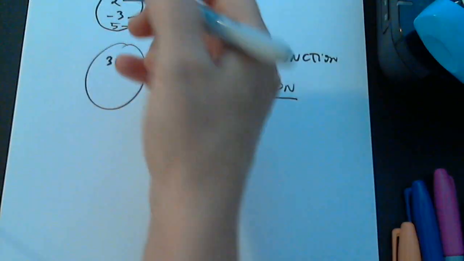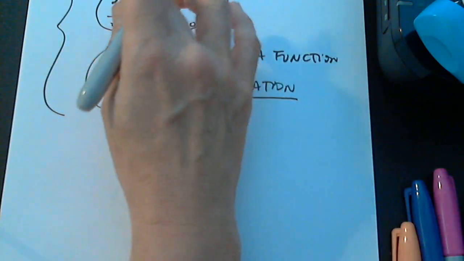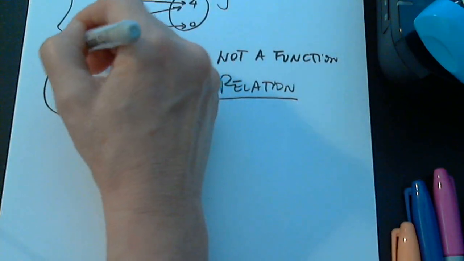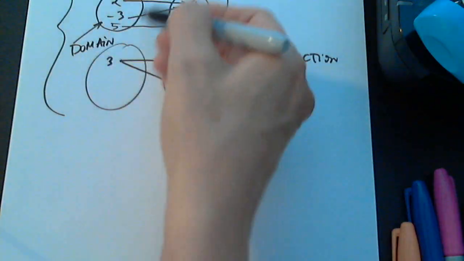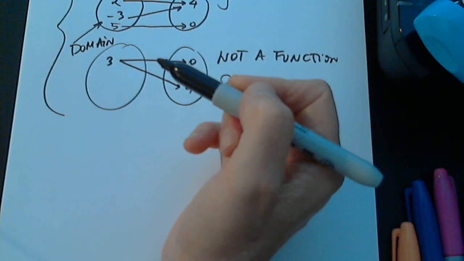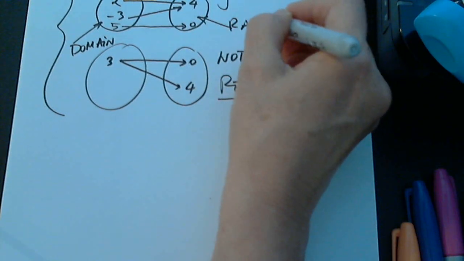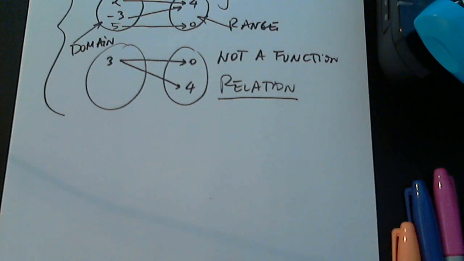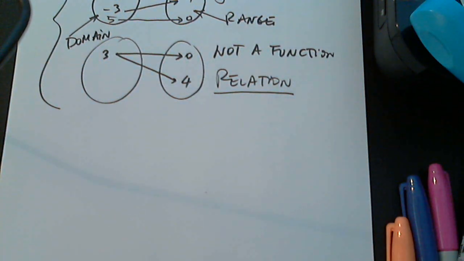Here's another way. We normally call, for a function and even for a relation, this the domain: all possible values of x. And we call this the range. It can be the domain of the relation, and it can be the range of the relation as well.